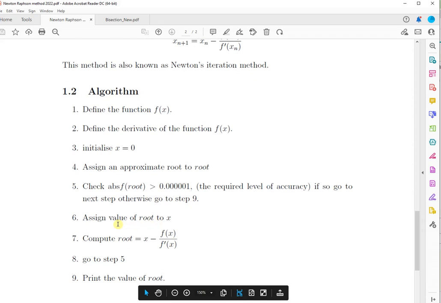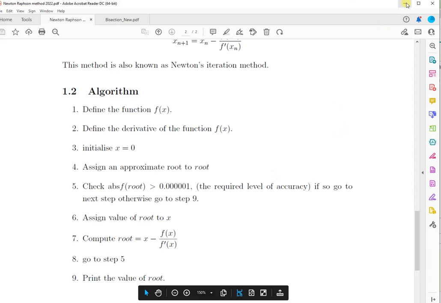What do we have to do? Assign the value of root to x. We have given an approximate value as the solution, the root, and the value of root is assigned to x. Then compute a new root, that is root is equal to x minus f of x divided by f dash of x. After computing this, go back to the check step. Check whether f of the new root is greater than 0.0001. If so, repeat these steps. And when it is less than 0.0001, you can take that value of root as the solution. Print the value of root.